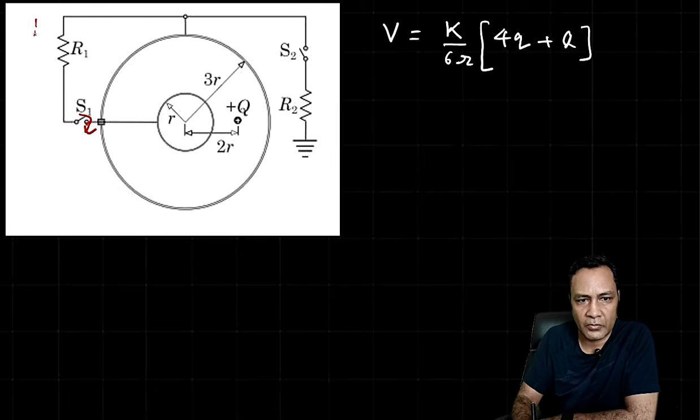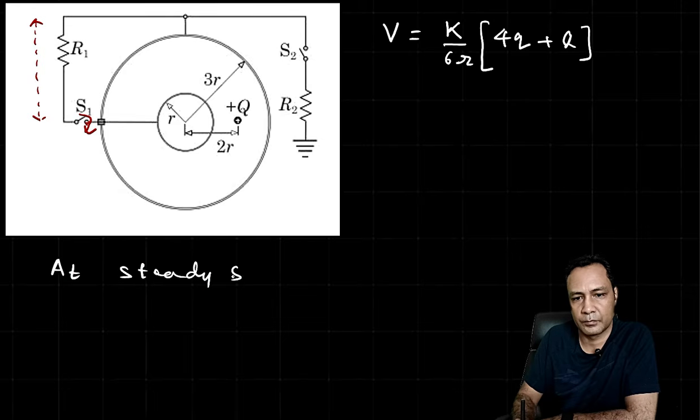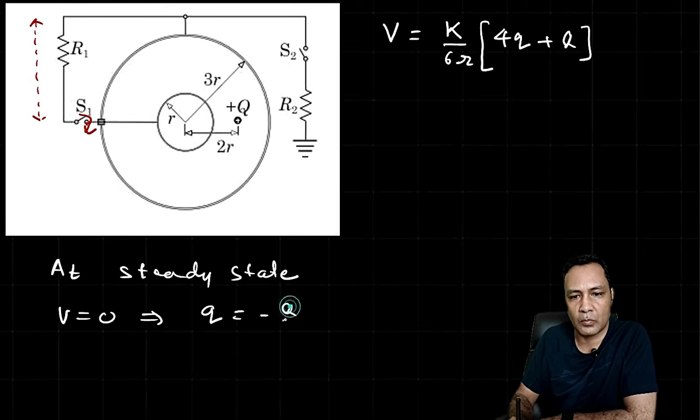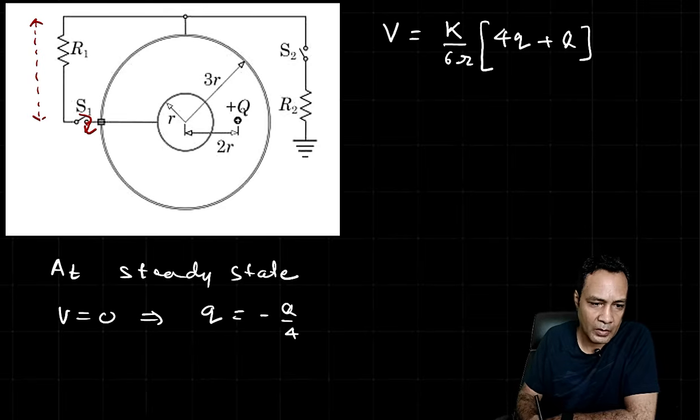So at the steady state, when the charge flow will stop, this potential difference will be 0. At steady state, this potential difference is 0. Just if I equate it, I will get Q will be how much? Minus Q by 4.